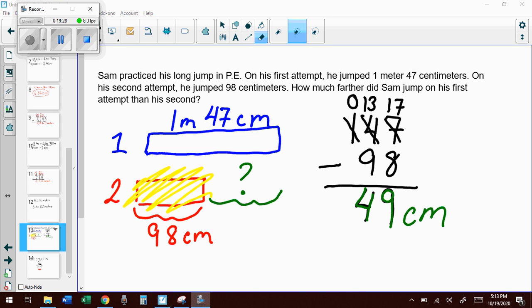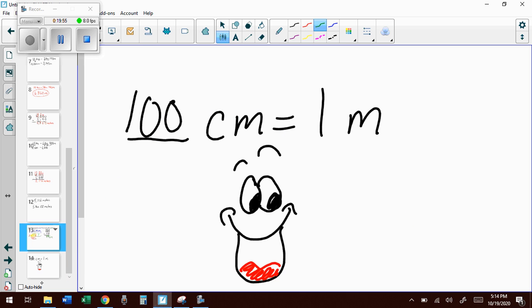Tape diagrams are useful because you can look at what you know, you can draw on them. It helps paint a nice picture. They're just a nice tool. So we took what we knew in the first one, on his first attempt. We took out the second part that we know. That left us with what we needed to find out.